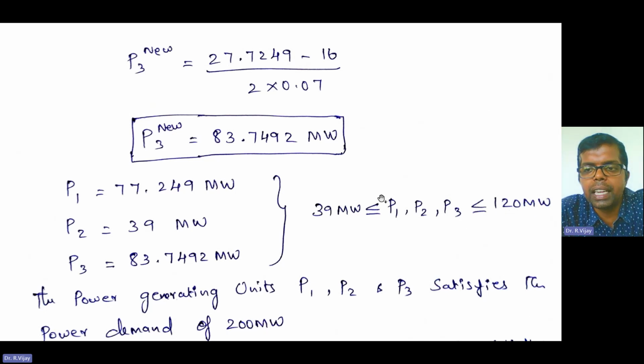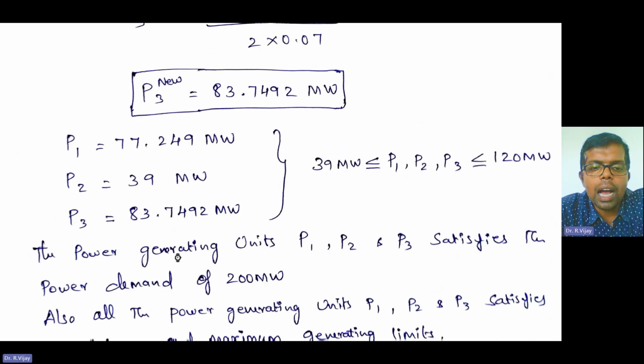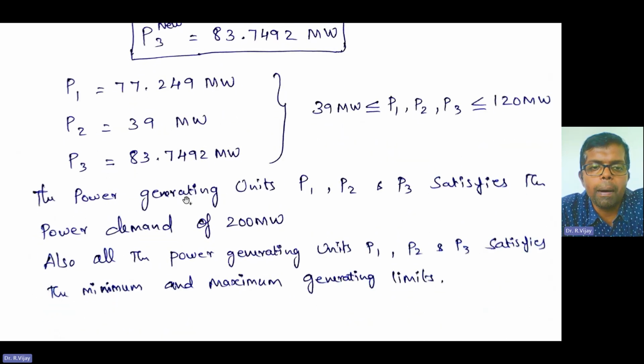This is also given in the problem. If it is not given, just stop up to that, the problem is very simple. But if it is given, you need to check whether the generating units are within this minimum and maximum operating limits or not. And you need to write the conclusion like this. The power generating units P1, P2 and P3 satisfy the power demand of 200 megawatt, because 200 megawatt is given in the problem. Yes, it is satisfied.